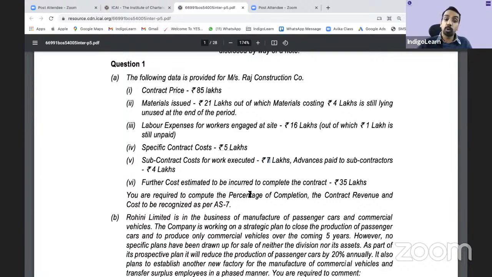So we'll have to compute what is the total cost incurred. That is 21 minus 4, 17. 17 plus 16, 33, 33 plus 5, 38, 38 plus 7, 45, right? 45 is the contract cost incurred, 35 is the contract cost to be incurred. So 45 plus 35, total becomes 80, right?